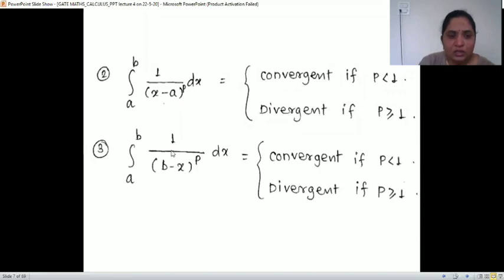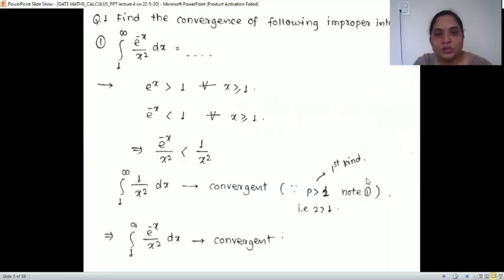Next, the integral from a to b of 1 upon (b minus x) raised to p dx, where a is the lower limit and b is the upper limit, is convergent if p is less than 1 and divergent if p is greater than or equal to 1. So we'll go to the example.